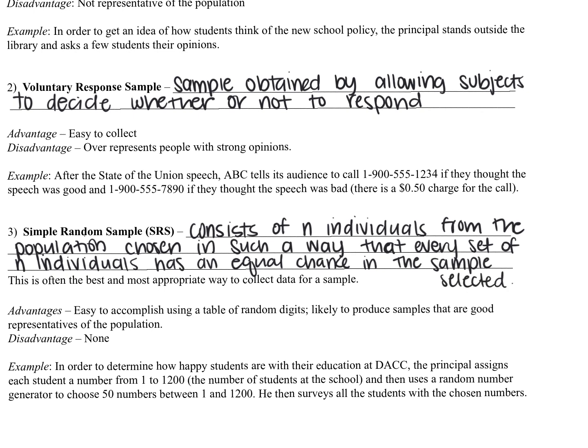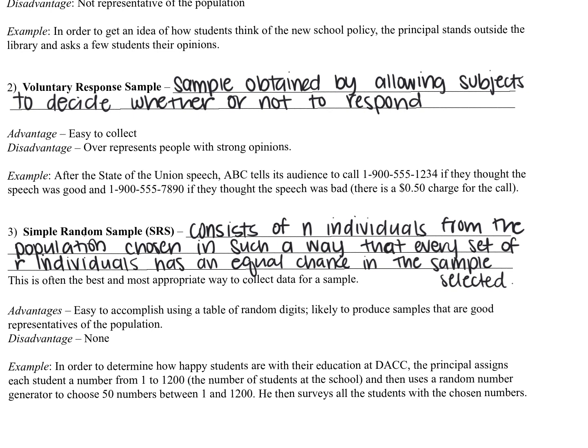I probably shouldn't use the same variable I used up above for here, so let's just change this to an R. What that means is you've got a set of individuals that you're looking at from your population, so that's your N. And you choose them in such a way that every set of those individuals has an equal chance to be in the sample that you end up selecting. So an SRS is the best and most appropriate way to collect data for a sample.